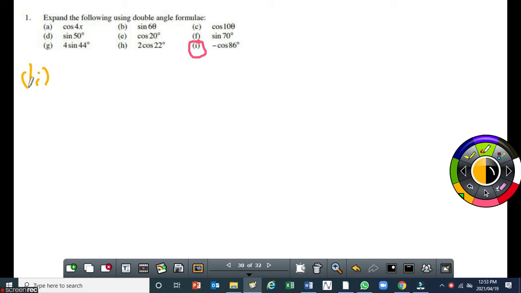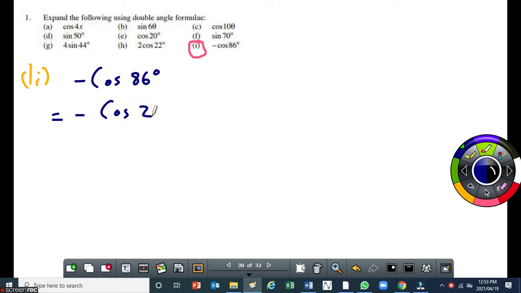1I, we have minus cos 86 degrees. Please take note here, the cos 86 is negative. So this is like the left hand side of number 2. So this will be equal to minus cos 2 times 43 degrees, since half of 86 is 43. This 43 degrees is like the theta here.